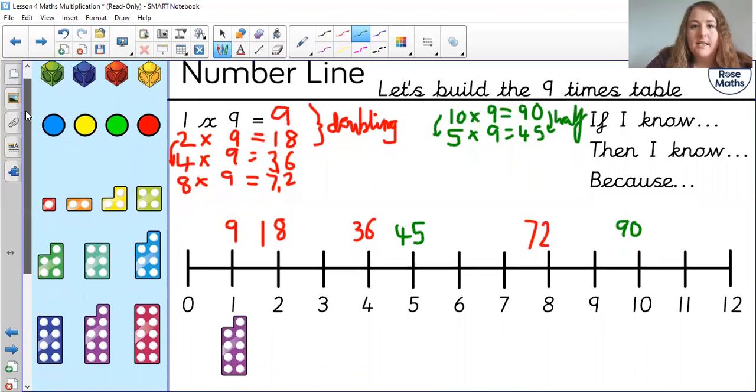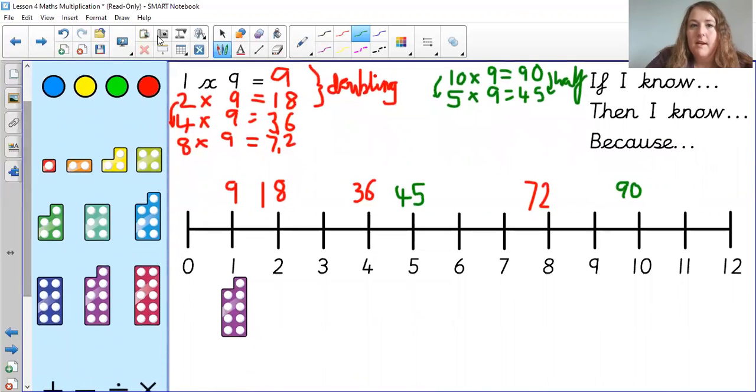Okay, I'm going to move my slide down so I've got a little bit more room. And I'm going to use a blue colour this time. So if I know 1 times 9 and I know 2 times 9, I'm going to try and work out what 3 times 9 is. Can you remember how we work out 3 times using the facts that we have before?